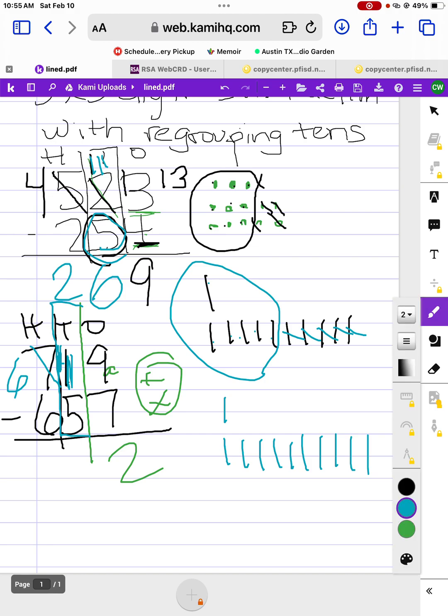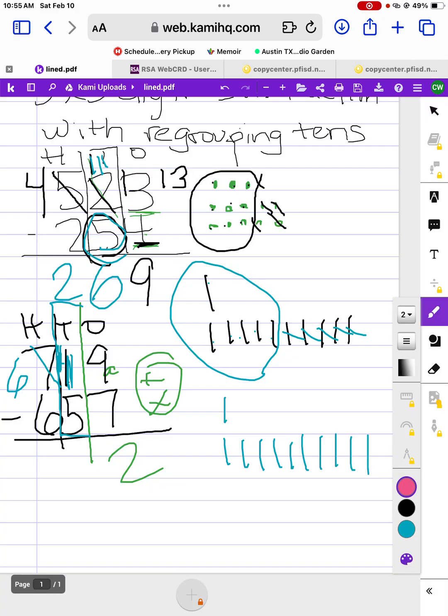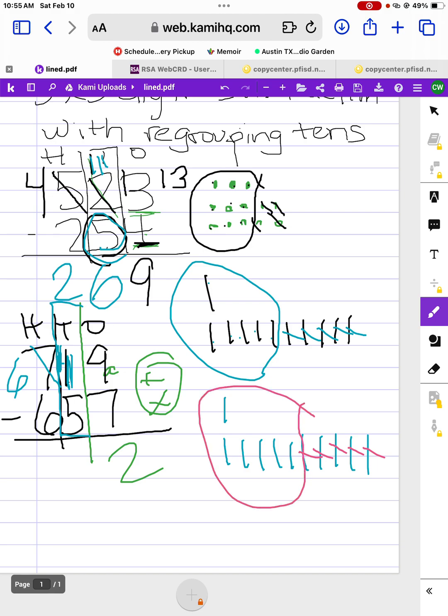Now I've got to take away 5. I'm going to use a new color. Nice little bubblegum pink. So I'm going to mark out 5. 1, 2, 3, 4, 5. I took away 5 tens because that's what it's wanting me to do. Now I'm going to say, okay, how many do I have left? 1, 2, 3, 4, 5, and 6. I have 6 tens left.